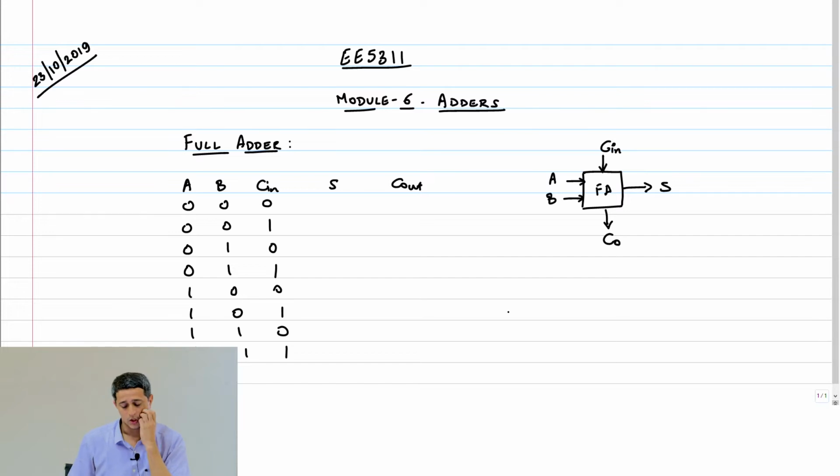Okay. So what is the sum? It's essentially just A XOR B XOR C, right? So this is basically 0, 1, 1, 0. So if there are even number of ones, you get 0, right? And if it's odd number of ones, you get 1.